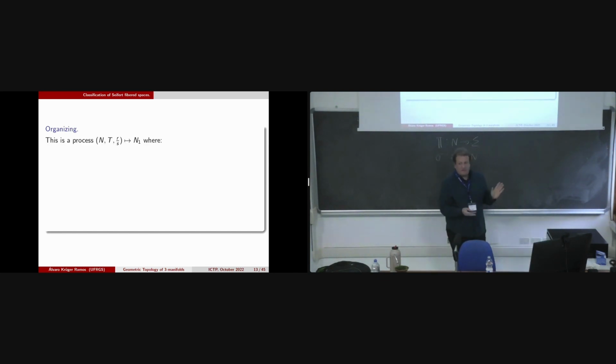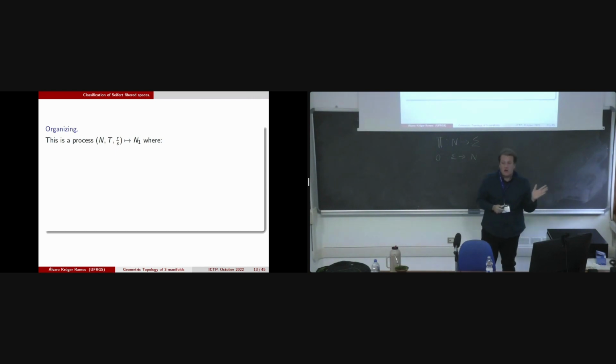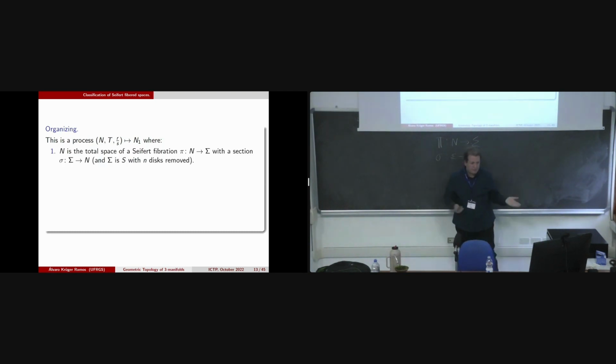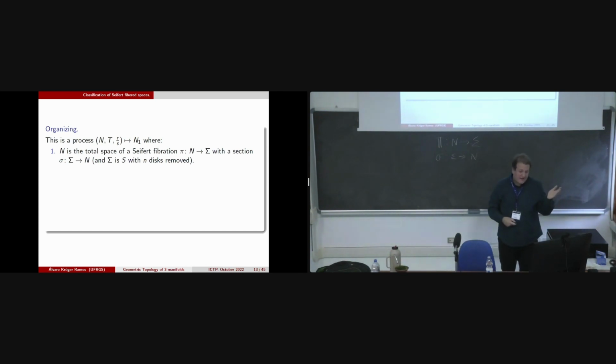This is a process where you take your Seifert fiber space N with a torus boundary T and a rational number r over s, and you create a new manifold, N1. We already said that N is the total space of a Seifert fibration, and it has a section. This was important, the section. And sigma is S with n disks removed.